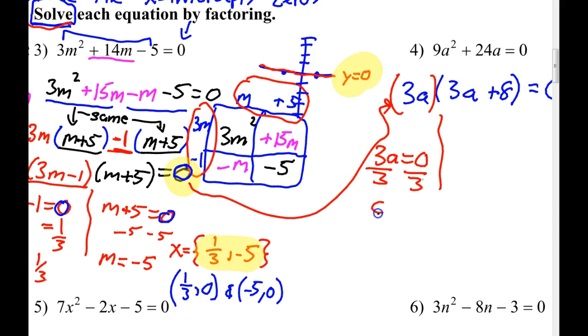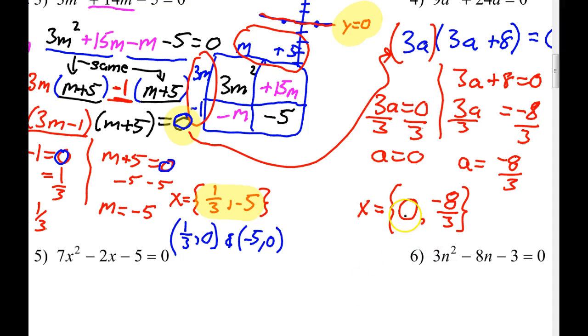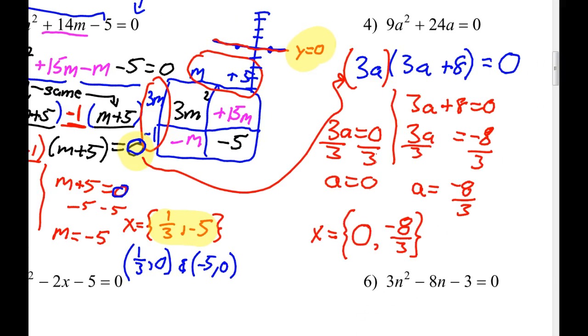All right, so we get A equals 0. 3A plus 8 equals 0, which means 3A equals negative 8. Divide both sides by 3. So A equals negative 8 over 3. So we got 2 x-intercepts. One is 0, one at negative 8, comma 3. So that'd be the coordinate 0, comma 0, and negative 8 over 3, comma 0. All right.